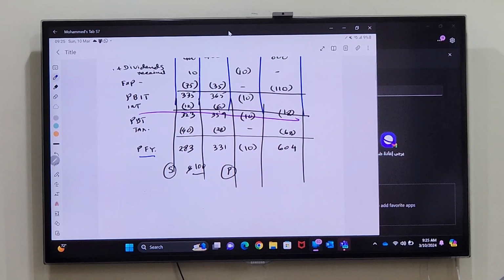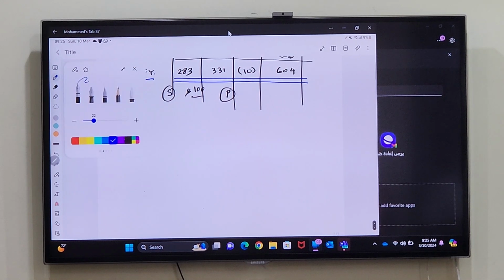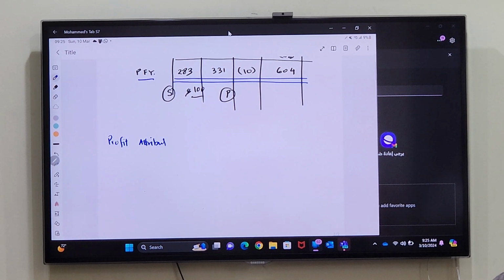Now what we do is that the job is not finished yet. What to do now? We have to do a small additional working known as profit attributable to parent shareholders, NCI.